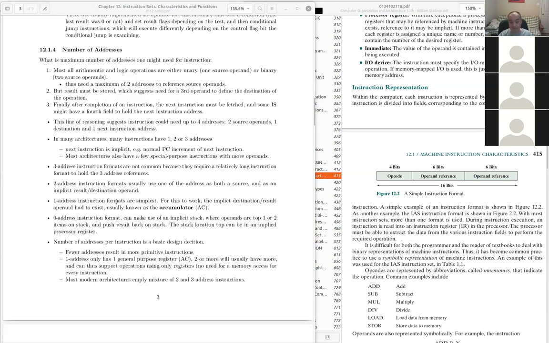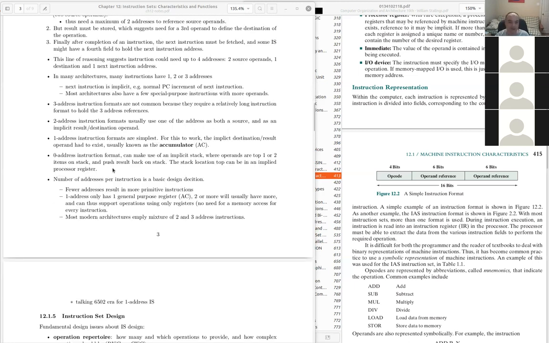One address, you can do that if you imply that something is always going to be one of the input operands. So in this case, if you imply that the accumulator is always one of the operands, the one address you specify can be the other operand, and then the accumulator is also the implied result. So for one address instruction formats, you just get one address, the operation is applied between the accumulator and that address, and then the result gets saved back into the accumulator.